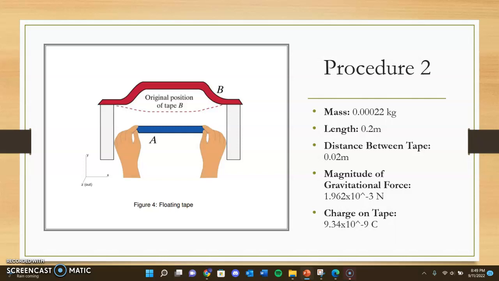For the mass, I got 0.0022 kilograms, the length I got 0.2 meters, and the distance between the tape I got 0.02 meters. The gravitational force and charge on the tape I also told you earlier.